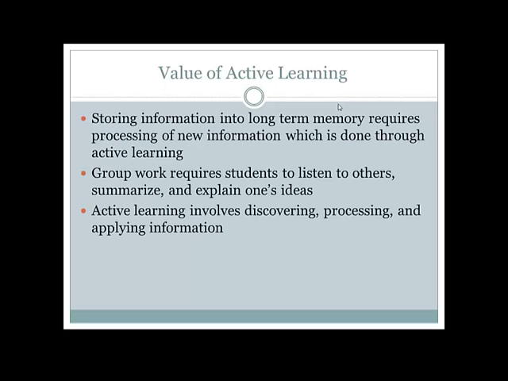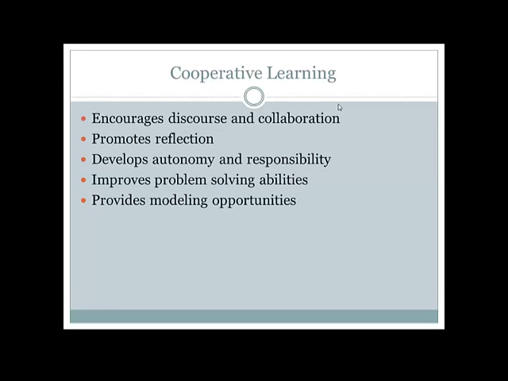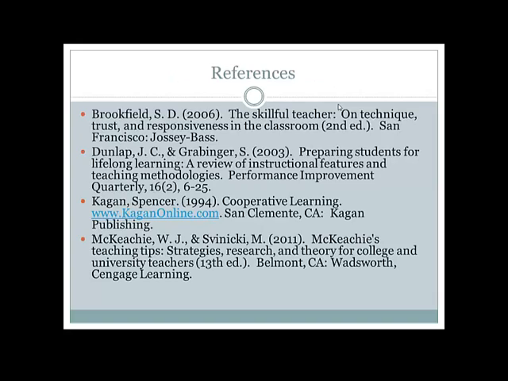Values of active learning. Storing information into long-term memory requires processing of the new information, which is done through active learning. Group work requires students to listen to others, summarize, and explain one's ideas. Active learning involves discovering, processing, and applying information. Whenever a student is active learning, they are definitely using more of their potential than if they are just a passive learner. Cooperative learning encourages discourse and collaboration, promotes reflection, and develops autonomy and responsibility. It improves problem-solving abilities and provides modeling opportunities.